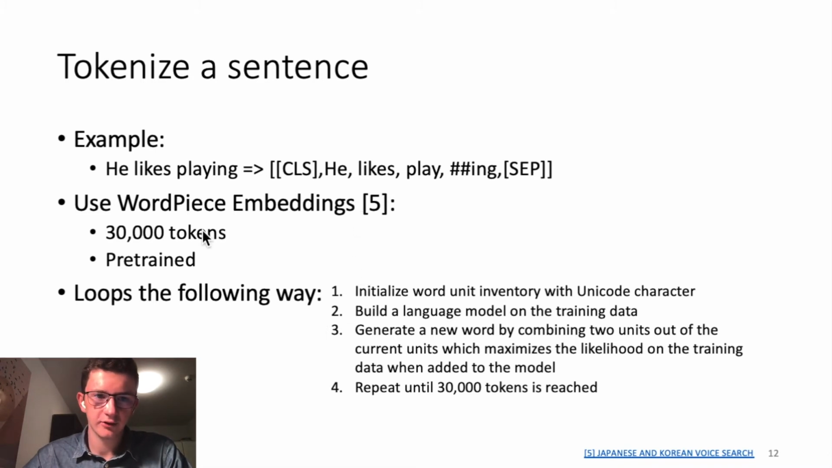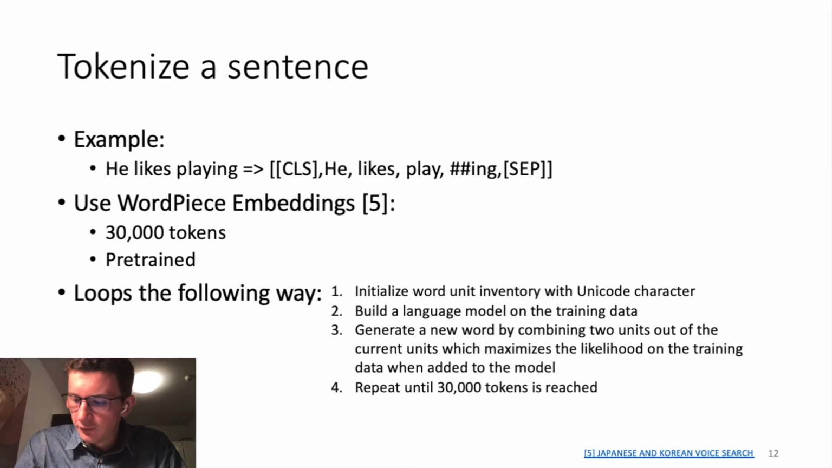Then "he" is a token, "likes" is a token, but "playing" is not a token. So what we have to do is split it up. We have "play" as a token and "##ing" as a token. The double hashtag means that we just split the word into 2 parts. Then we put a separator because each time we input at least 2 sentences. This is very important.